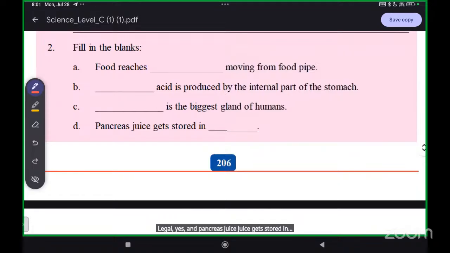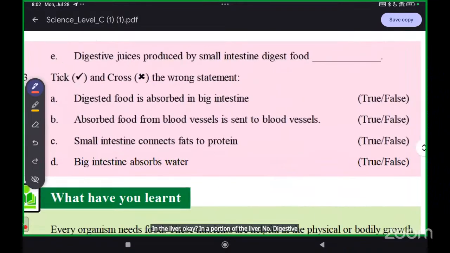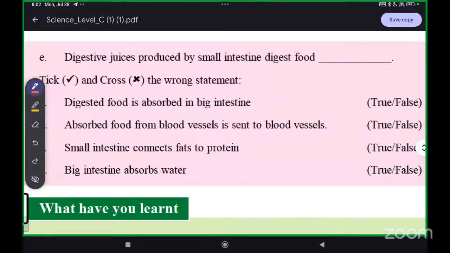And pancreatic juice gets stored in. Small intestine. Say again. Small intestine. No. In the liver. Okay, in a portion of the liver. Now, digestive juices produced by the small intestine digest food completely.